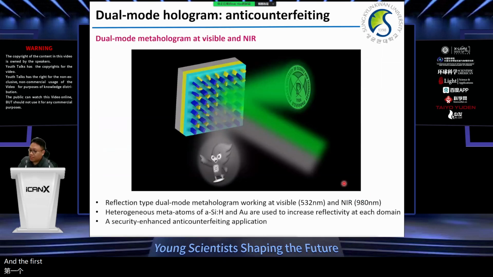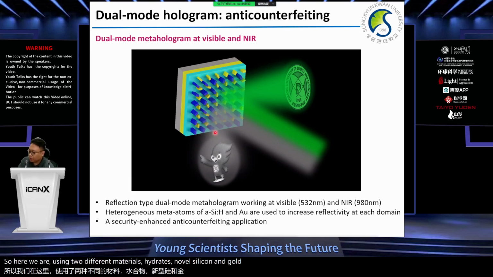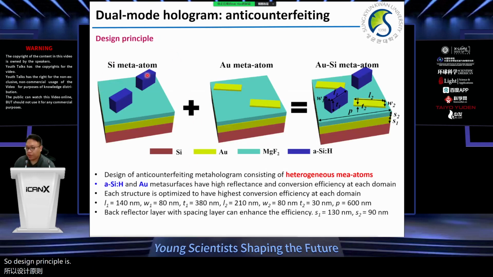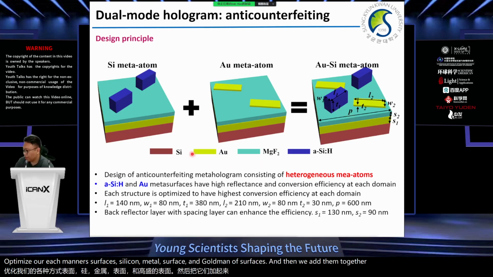And the first example is the dual mode metahologram. Our interest was to encode multiple information in a single device. So here we are using two different materials, hydrogenated amorphous silicon and gold. Silicon works for the visible metahologram, and gold works for the near-infrared metahologram. So the design principle is quite straightforward. We optimized each metasurface, silicon metasurface and gold metasurface, and then we add them together.